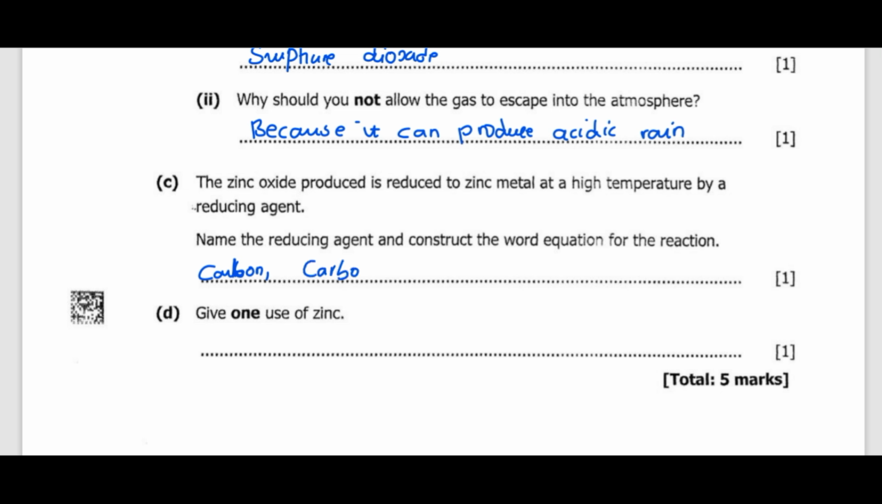So it's carbon plus zinc oxide. We know that carbon is more reactive than zinc, so this will give us carbon monoxide. And be careful, the gas that is produced this time is carbon monoxide, plus zinc. So the zinc oxide has been reduced to zinc. So this is a redox reaction. D, give one use of zinc.